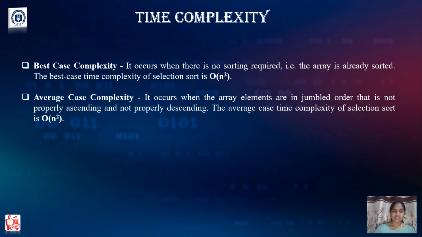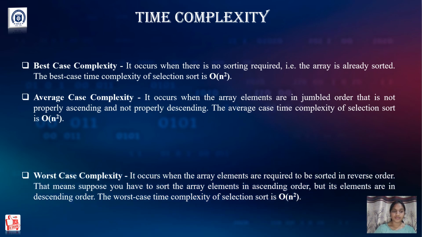Average case complexity: it occurs when the array elements are in jumbled order, that is, not properly ascending and not properly descending. The average case time complexity of selection sort is O of n square, where average case complexity occurs when the elements are not properly in ascending order or in descending order.